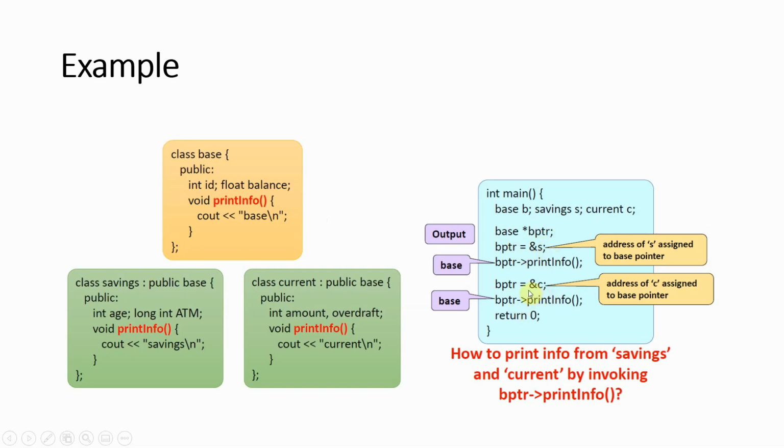The same story for this case. If bptr is pointing to an object of class current, and I want to call print_info, but I'm doing it through the bptr, so if I say bptr arrow print_info, it's gonna call this one instead of this one. So this is early binding. We want to know what the solution for this is. How can I make sure that when bptr is pointing to an object of class savings, when I say bptr arrow print_info, this function would be invoked instead of the base member function?